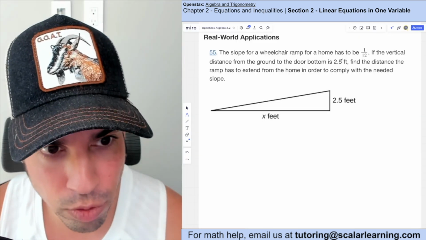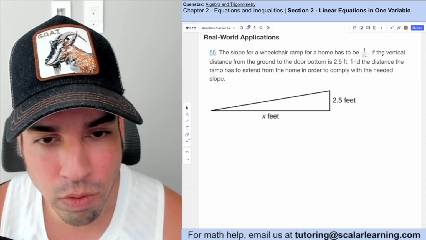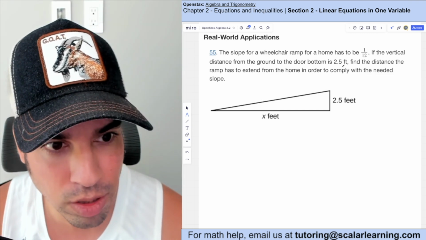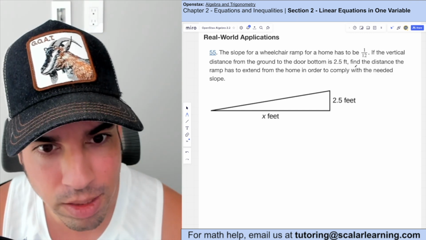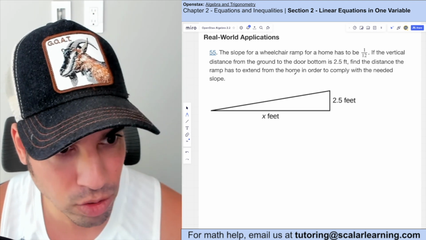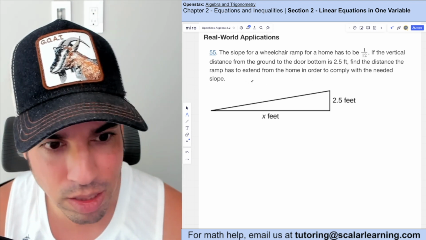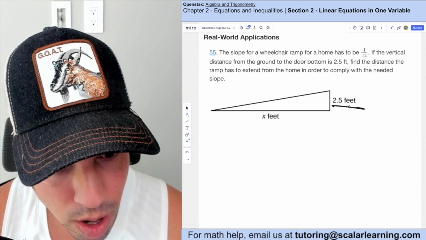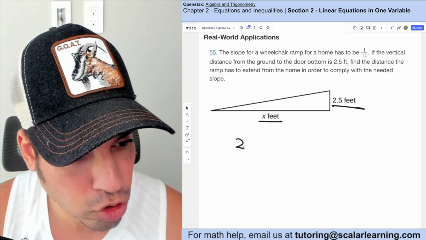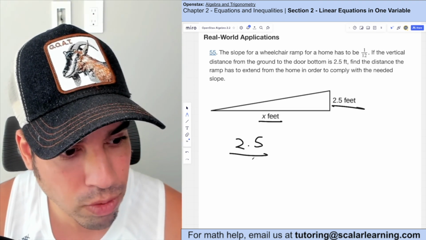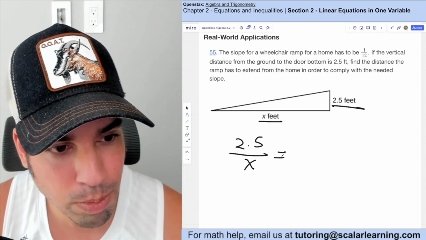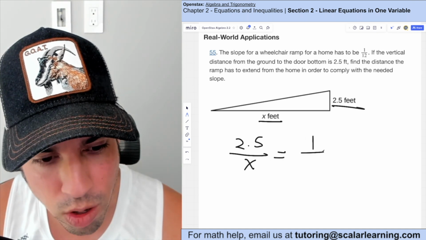The slope for a wheelchair ramp for a home has to be 1 over 12. If the vertical distance from the ground to the door bottom is 2.5 feet, find the distance the ramp has to extend from the home in order to comply with the needed slope. So slope is rise over run. So it's 2.5 over x. And this is supposed to equal a slope of 1 over 12.